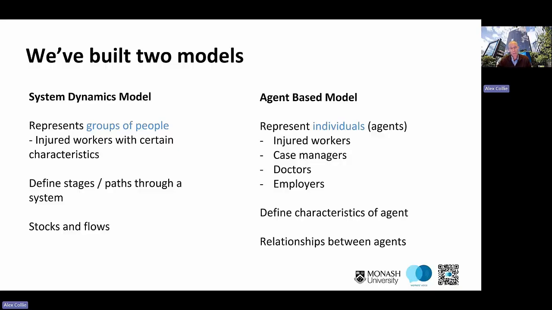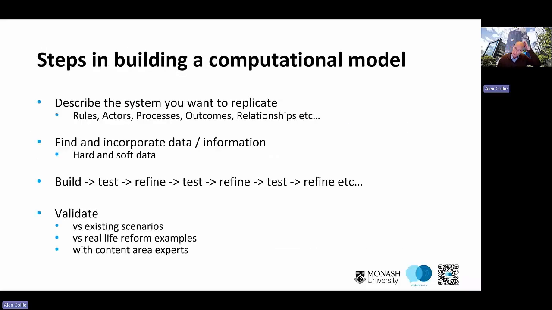An agent-based model really more focuses on individuals, or what we call agents, hence the name, and the interactions between those individuals. So in this case, it might be injured workers, case managers, doctors, employers. And we define the characteristics of each of those agents, and then we measure the relationships between those and the outcomes they produce for injured workers, in this case for injured workers and for others as well. It's a bit harder to get your head around that, so I'll show you an example in a second.